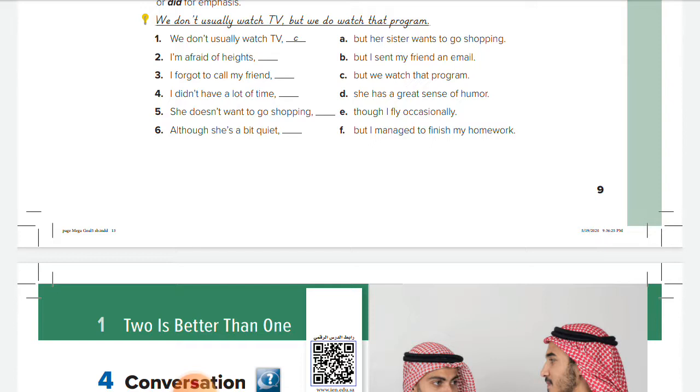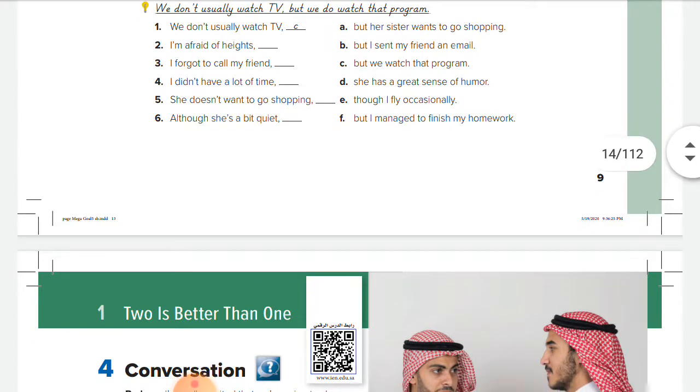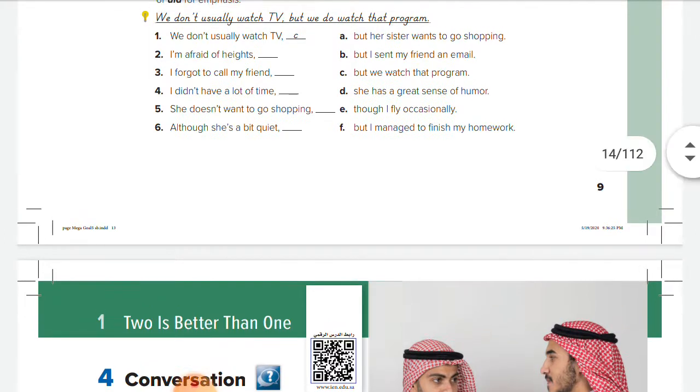Number four, I didn't have a lot of time. The other half is F: but I managed to finish my homework. Number five, she doesn't want to go shopping. The other half here is A: but her sister wants to go shopping. The last one, although she's a bit quiet, the other half here is D: she has a great sense of humor.